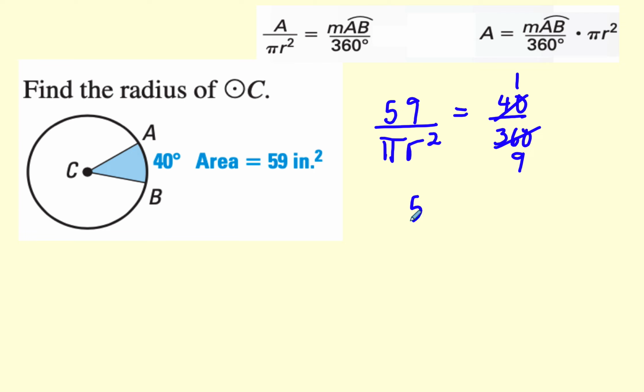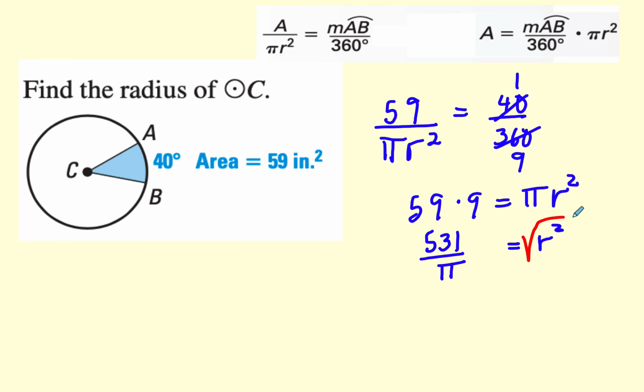So now this is going to be 59 times 9 equals pi r squared. And then r squared will be equal to, I'm going to divide, 59 times 9 is 531. And I'm dividing by pi. Now I'm going to take the square root of both sides. And I don't want the negative version. So r is equal to root 531 over pi. That's an exact answer.